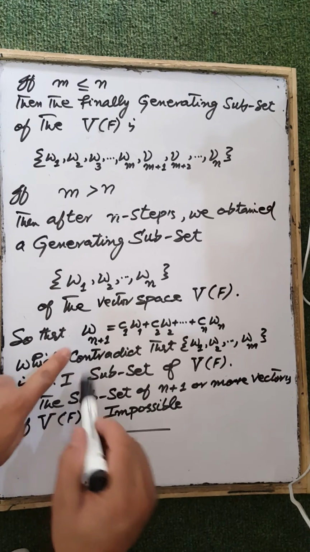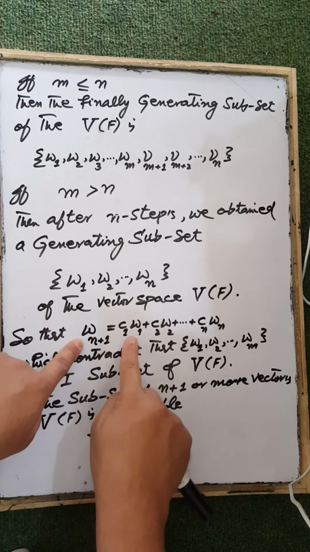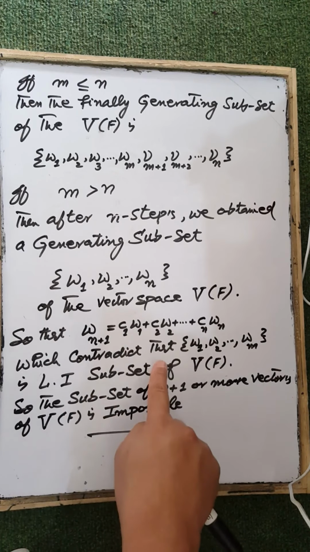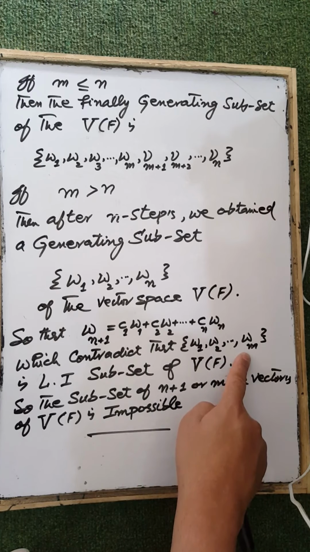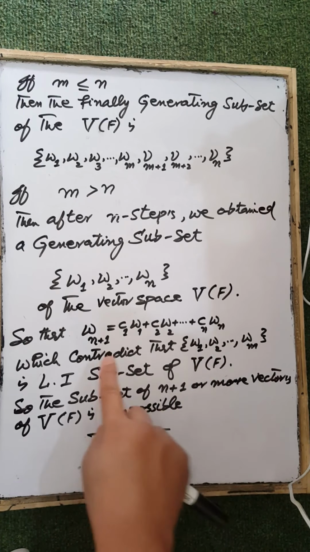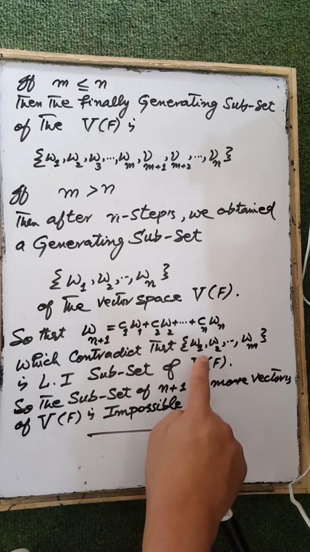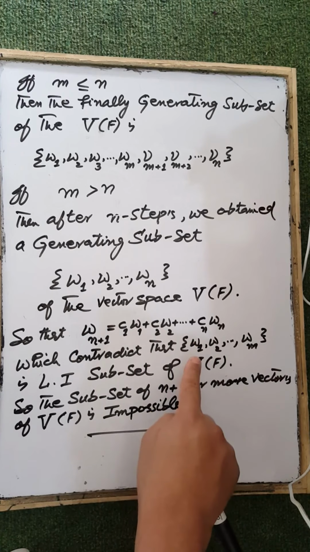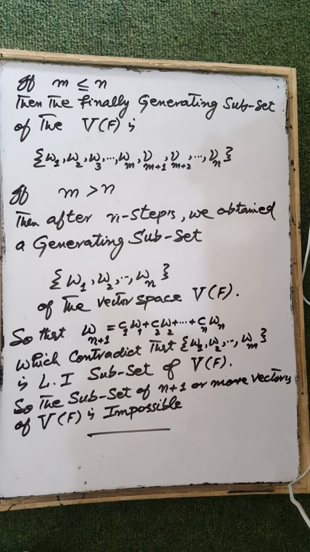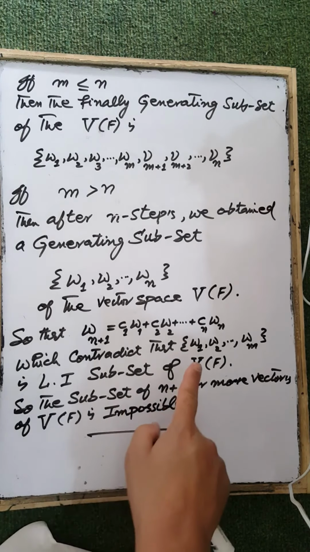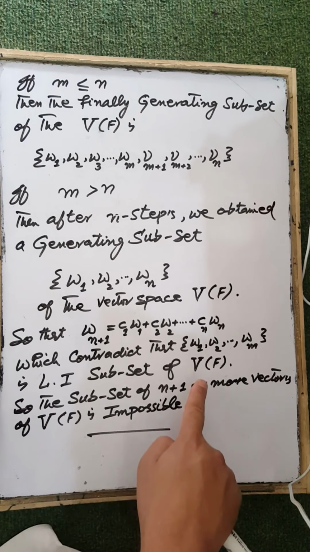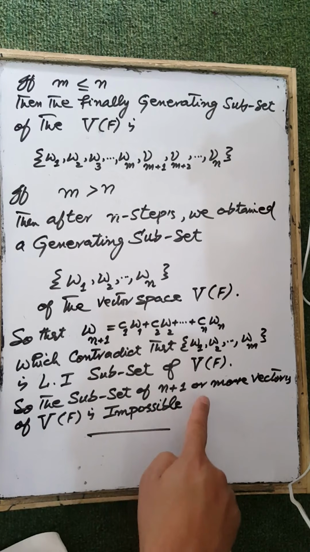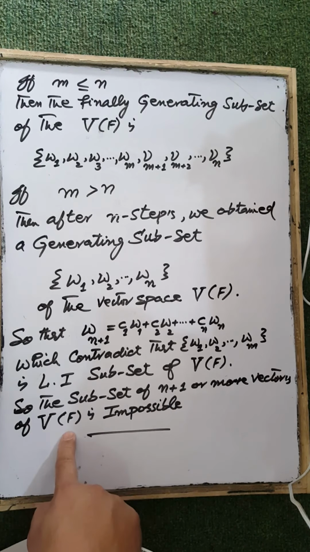Therefore W(N+1) can be written as a linear combination of the preceding vectors, which contradicts the hypothesis that W1, W2 up to WM is a linearly independent subset of the vector space V over the field F. Because if this vector is included in this set such that it is a linear combination of the previous elements, then by a previous theorem this set is linearly dependent, which contradicts the hypothesis that this set is a linearly independent subset of the vector space V over the field F. So a linearly independent subset of N plus 1 or more vectors of the vector space V over the field F is impossible.